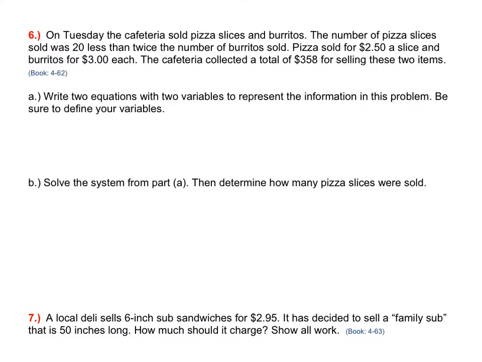This is problem 6 from Chapter 3, Part 4. On Tuesday, the cafeteria sold pizza slices and burritos. The number of pizza slices sold was 20 less than twice the number of burritos sold. Pizzas sell for $2.50 a slice, and burritos are $3, and they collected a total of $358. So the first thing we want to do is define our variables.